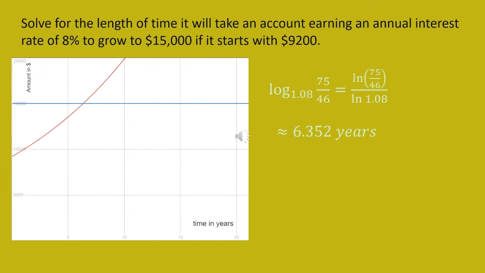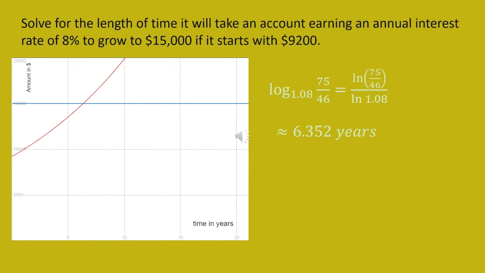Most scientific calculators have a natural log button. Excel also has a natural log function, so we could convert our log base 1.08 into natural log. So hitting the ln button on the calculator and then putting in the input 75/46, dividing that by ln of 1.08. I am using the change of base formula for logs that we talked about in the earlier video. And so log base 1.08 of 75/46 is equal to natural log of 75/46 divided by natural log of 1.08.